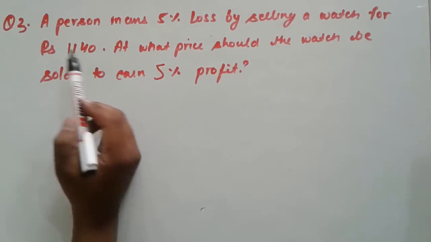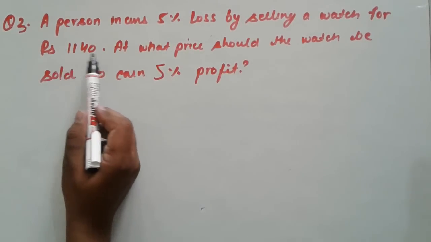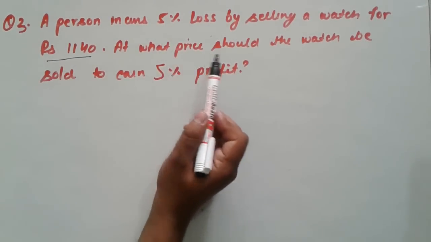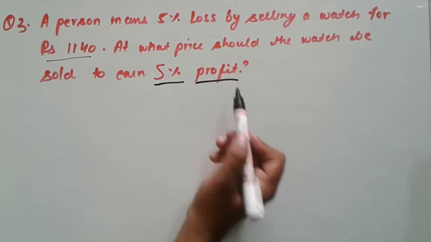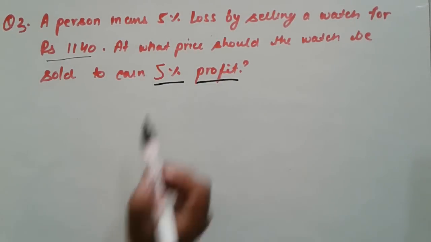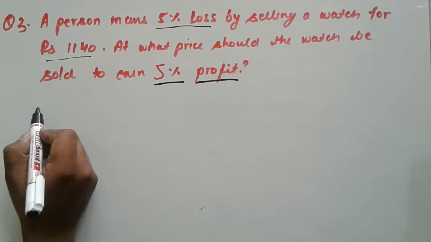So friends, here is the third question. A person incurs 5% loss by selling a watch for rupees 1140. At what price should the watch be sold to earn 5% profit? So here it is given, when there is a loss of 5%, our selling price is 1140.